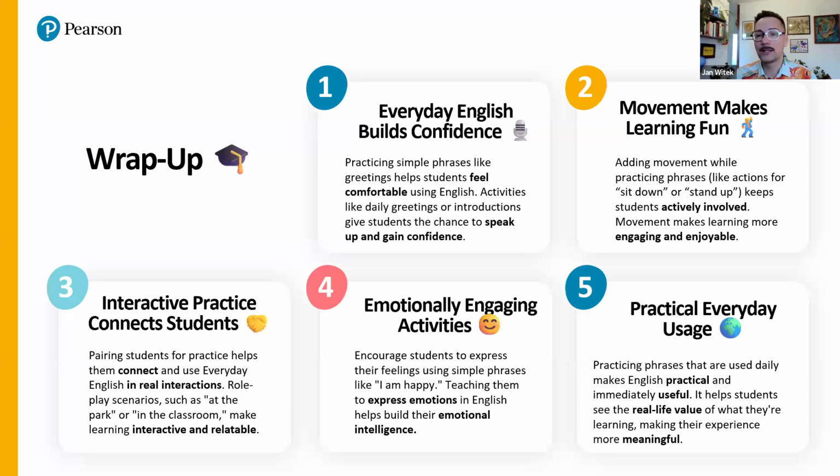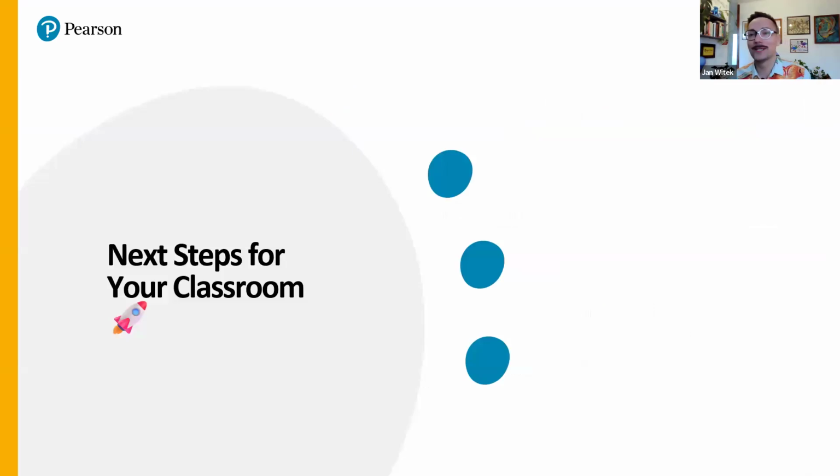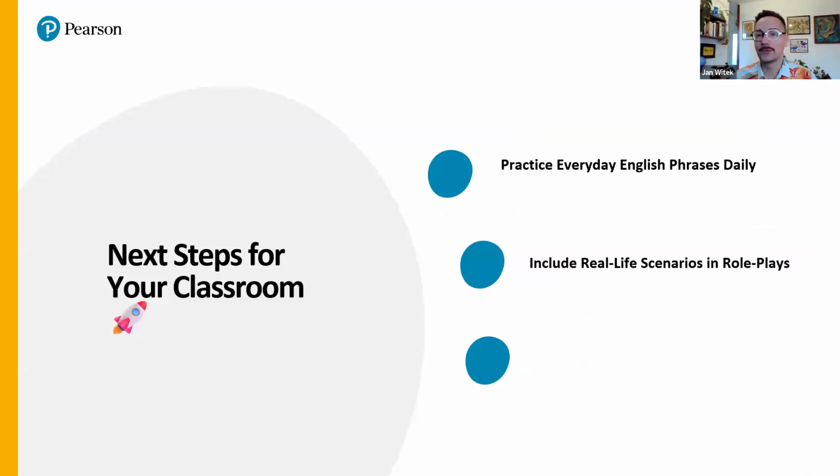Last but not least, practicing phrases that are used daily makes English practical and immediately useful. It also helps students see the real-life value of what they're learning, making the experience more meaningful. Here are some easy-to-follow yet impactful next steps. So, practice everyday English daily. Include real-life scenarios in role plays. And also encourage students to use English beyond the classroom. So let's make language learning a fun and practical experience for you and for your students.